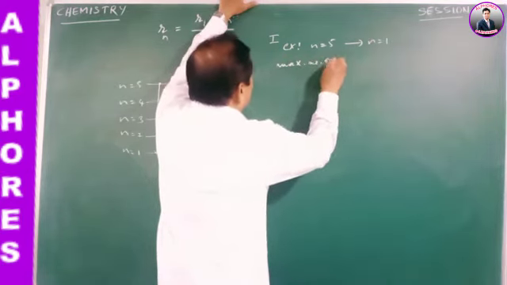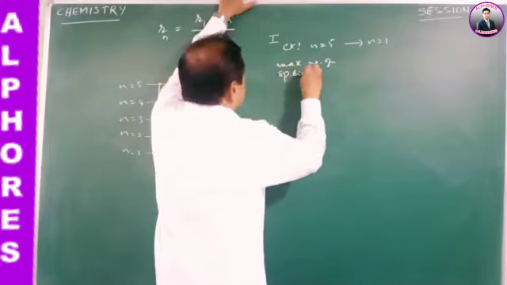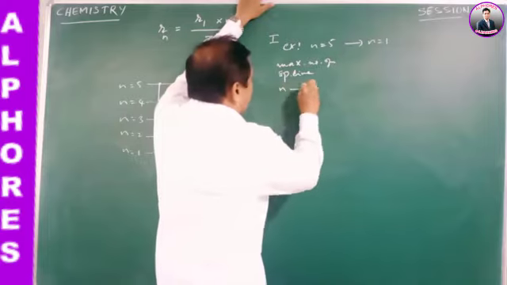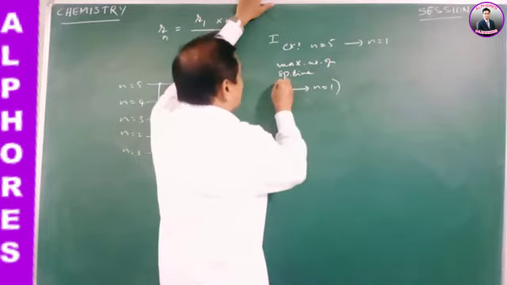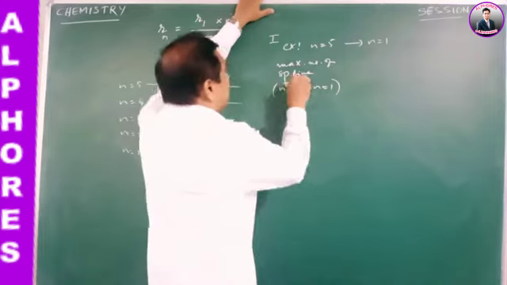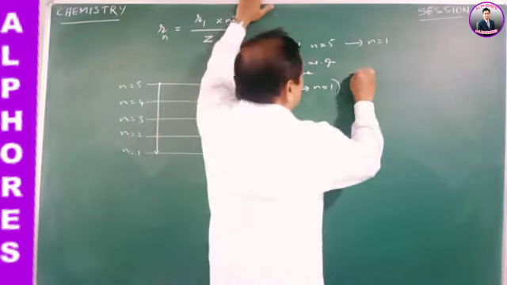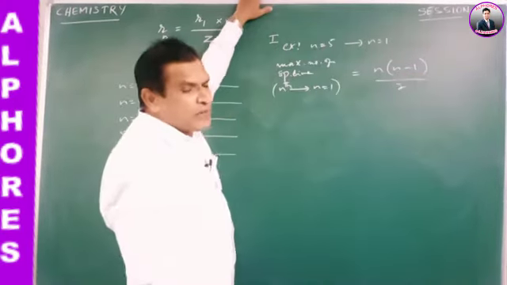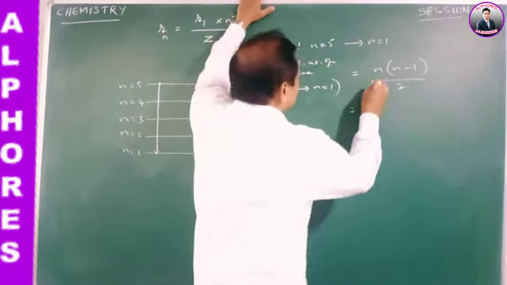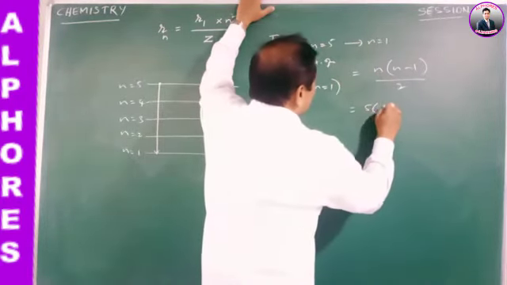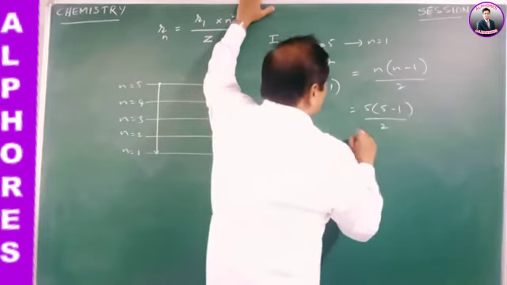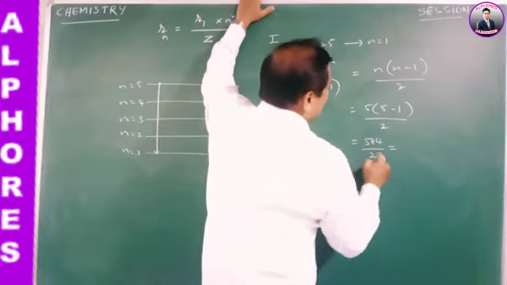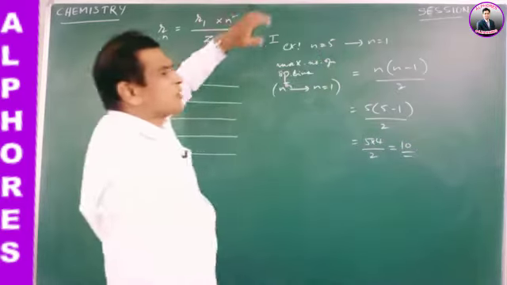The maximum number of spectral lines when the electron jumps from the nth orbit to n equals 1, be careful, you should remember that, is equal to n into n minus 1 by 2. Here n is the higher energy fifth orbit. So 5 into 5 minus 1 by 2, that is 5 into 4 by 2, that means 10. 10 spectral lines are formed.